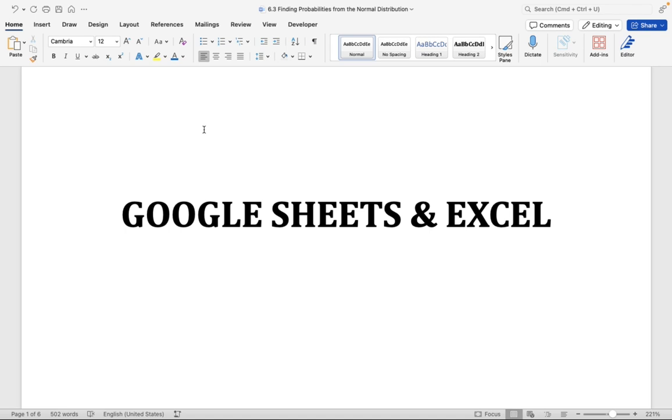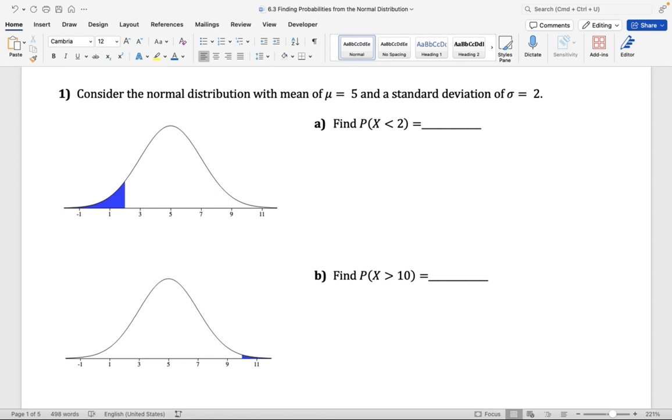I'm going to do the same problem, but this time I'm going to show you how to calculate the probabilities using Google Sheets and Excel. If you're not planning to use Google Sheets, you can stop this video and move on to the next video. Let's consider the normal distribution with a mean of mu equal to 5 and a standard deviation of 2. Here, in part A, we're being asked to find the probability of x being less than 2.